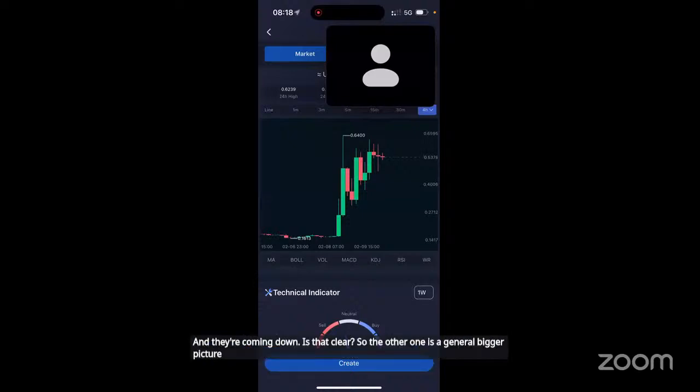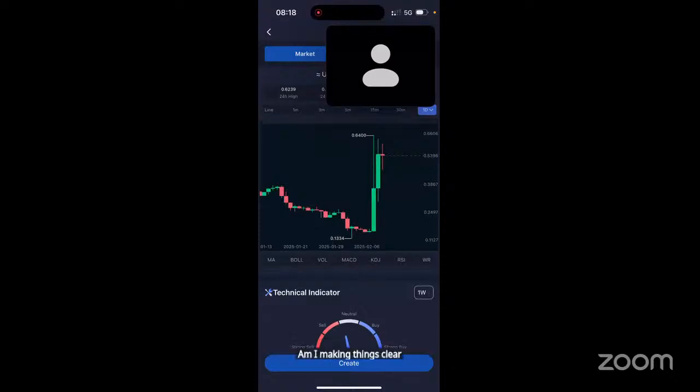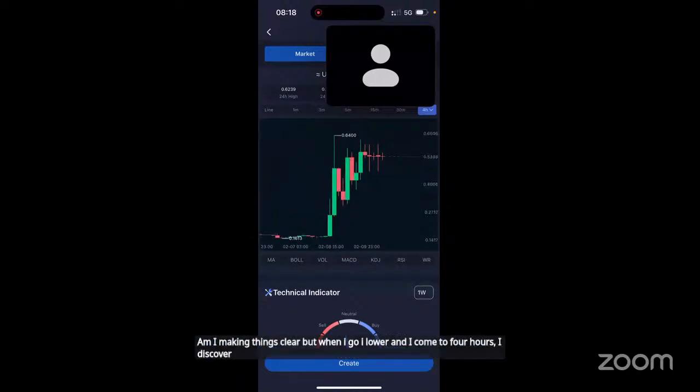But when I want to trade, when I go to one day, I may fail to find a buying opportunity. Am I making things clear? But when I lower and I come to 4 hours, I discover, hey, the coin has been going up and coming down. Going up, so green for buyers, red for sellers, going up and coming down.